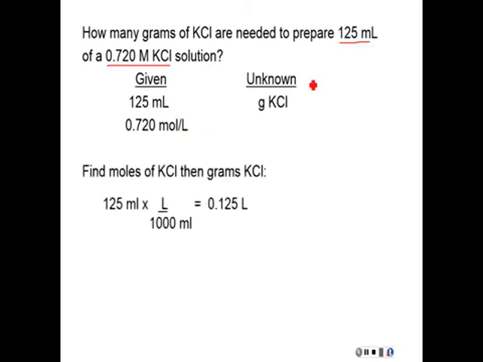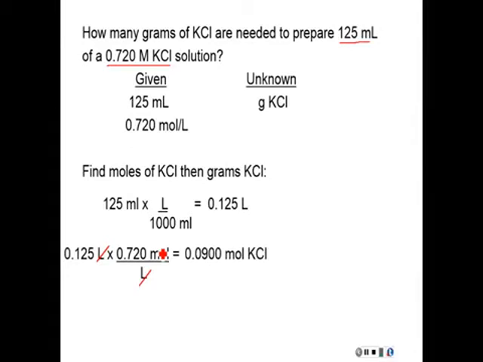So to do that, first, 1,000 milliliters per liter, and that gives me 0.125 liters. Now I can use my molarity here. Remember, this is a conversion factor. So I can take my number of liters and multiply it by moles per liter. The liters will cancel, and I get 0.0900 moles of KCl.